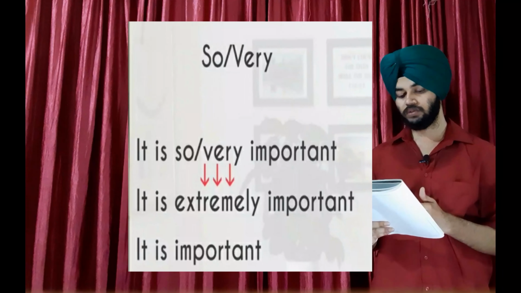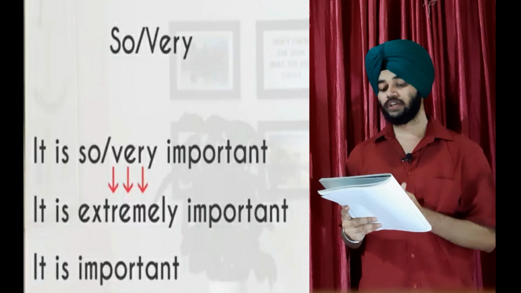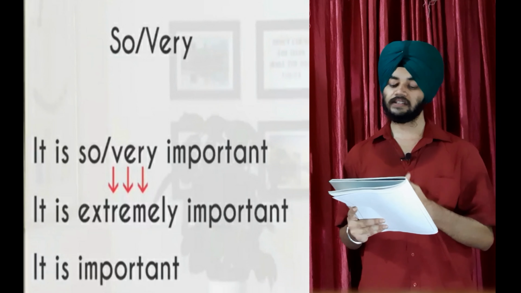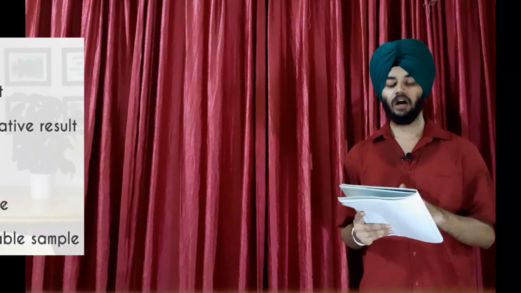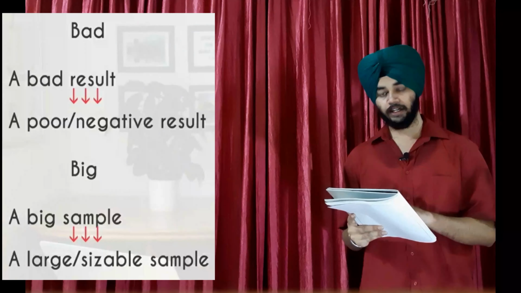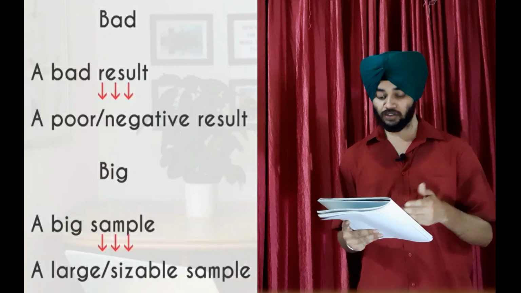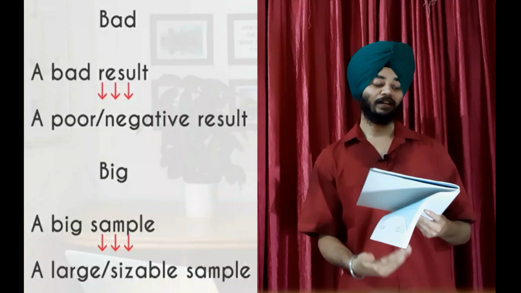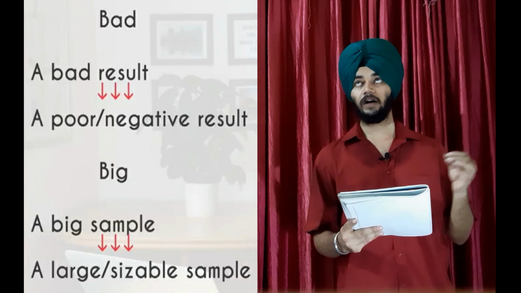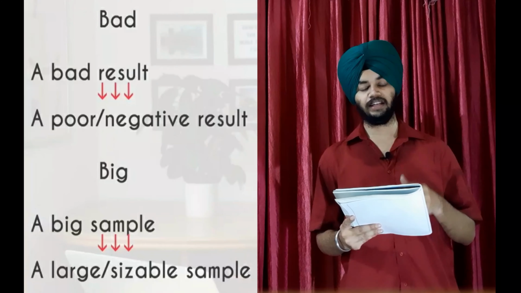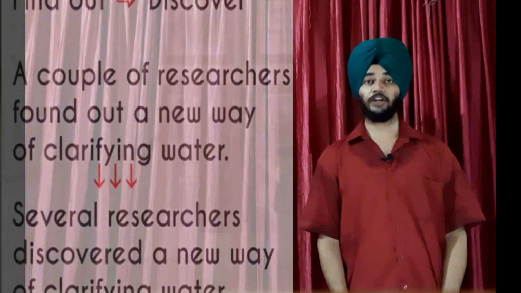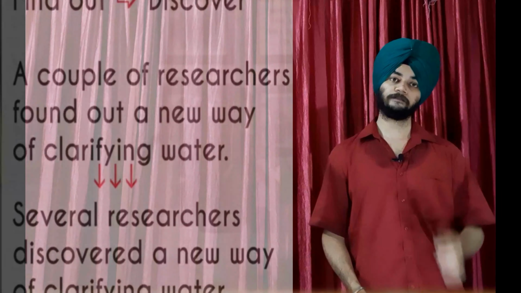And the next one is "so" and "very." What we have to use is "it is extremely important" instead of "it is so" or "very important." Next one is "bad," meaning poor or negative. "A bad result" is wrong; "a poor" or "negative result" is right. Next one is "big," like "a big sample" or "a big building." This is informal. What is formal? "A large" or "sizable sample." "Large" is formal. And our last one is "find out." We can use "discover" instead of "find out."